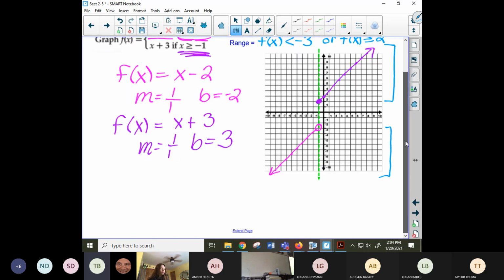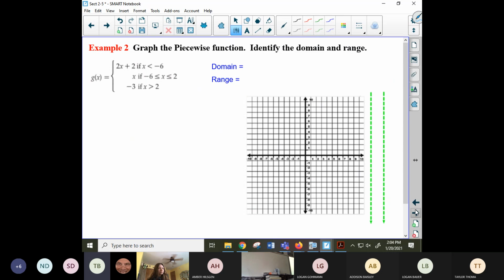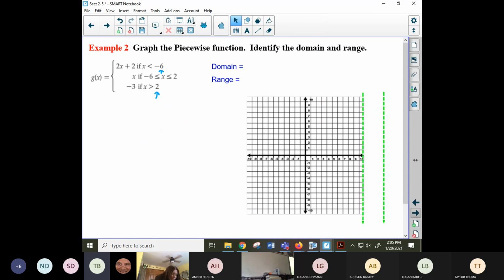Okay. So now let's go here. This one has 3 lines. And with 3 lines, what you're doing is you're looking at where should I draw these vertical green lines. And it's going to be at the points that they're saying here. So I'm going to have one that I'm going to put at x equals -6, right here. And I'm going to have one that I put at x equals 2.